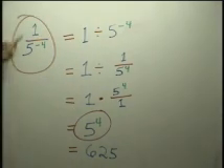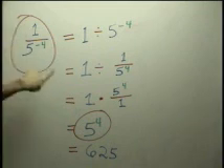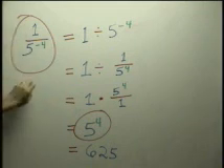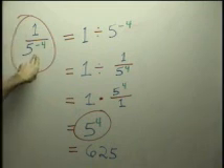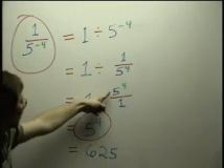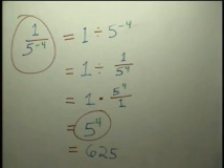So if a negative exponent tells us to drop down to the denominator to make a positive exponent, a negative exponent already in the denominator tells us bring it up to the numerator and make it a positive exponent. So this is sort of like a special case of the negative exponent rule.